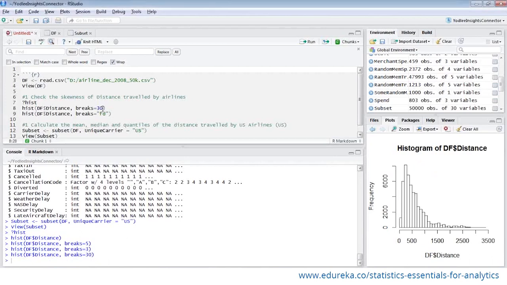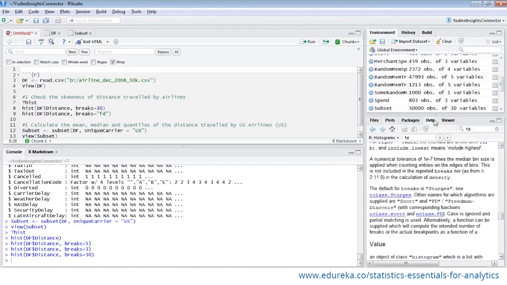So what is the actual optimal number of breaks that one has to define? One way is there are some deep statistical algorithms. One such algorithm is called the Freedman-Diaconis algorithm, which automatically finds out the number of breaks required to create a histogram. Okay. Fine. Any more questions related to finding skewness?